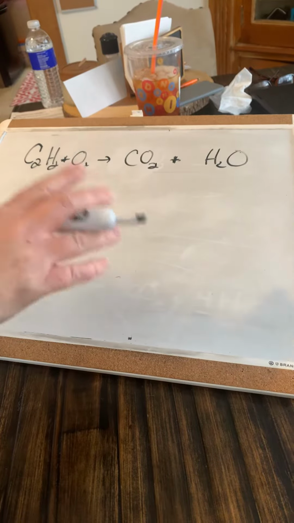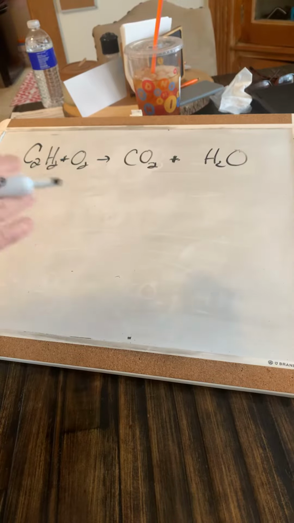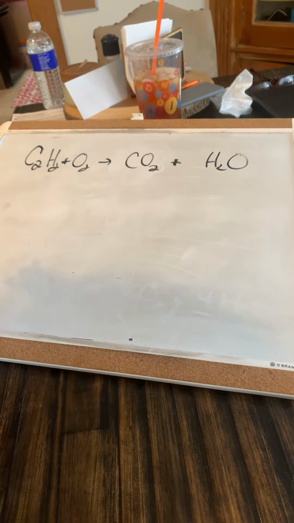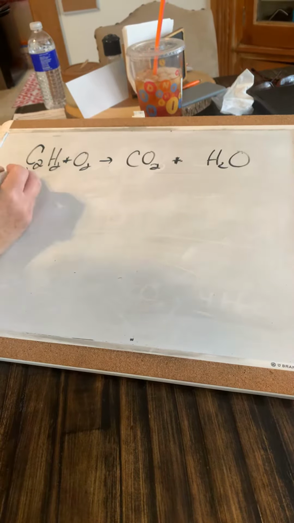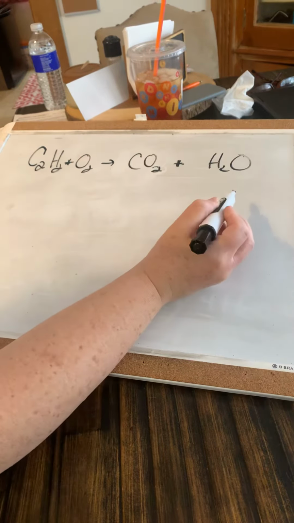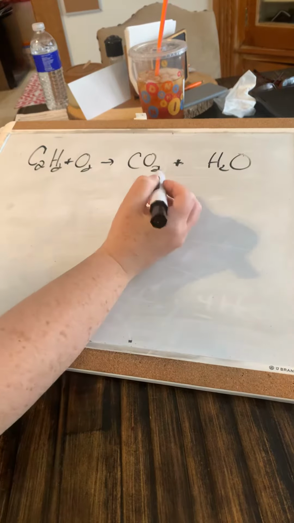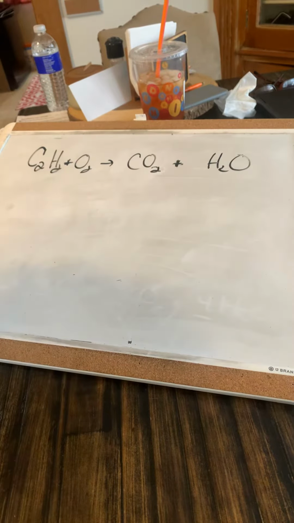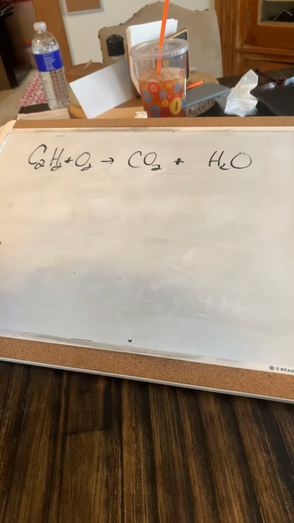If you look through the notes, that's the gist of balancing chemical equations. You have to make sure you have the same number of C's over here as you have over here. You have the same number of H's over here as you have over here. Same number of O's over here as you have over here, okay? So you're gonna fix that by adding in those coefficients.